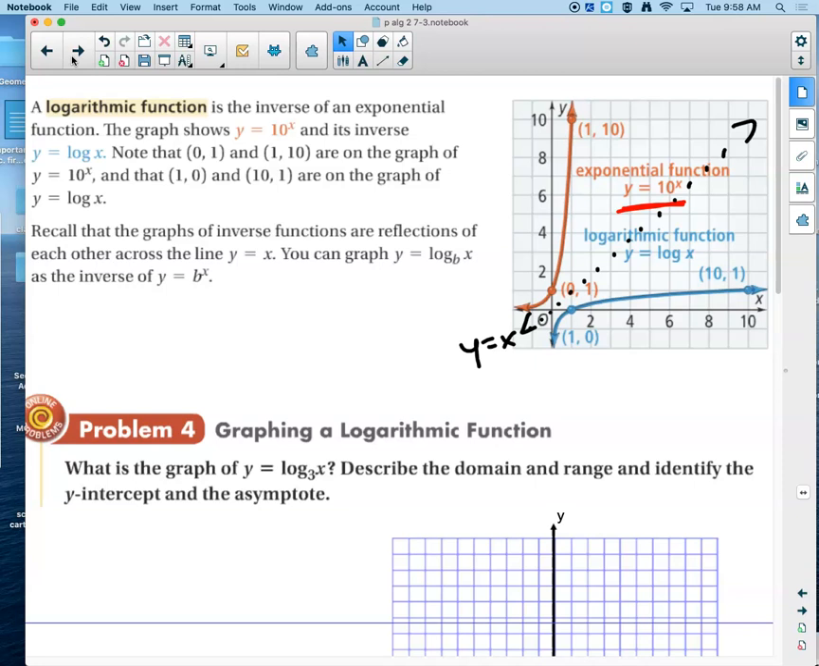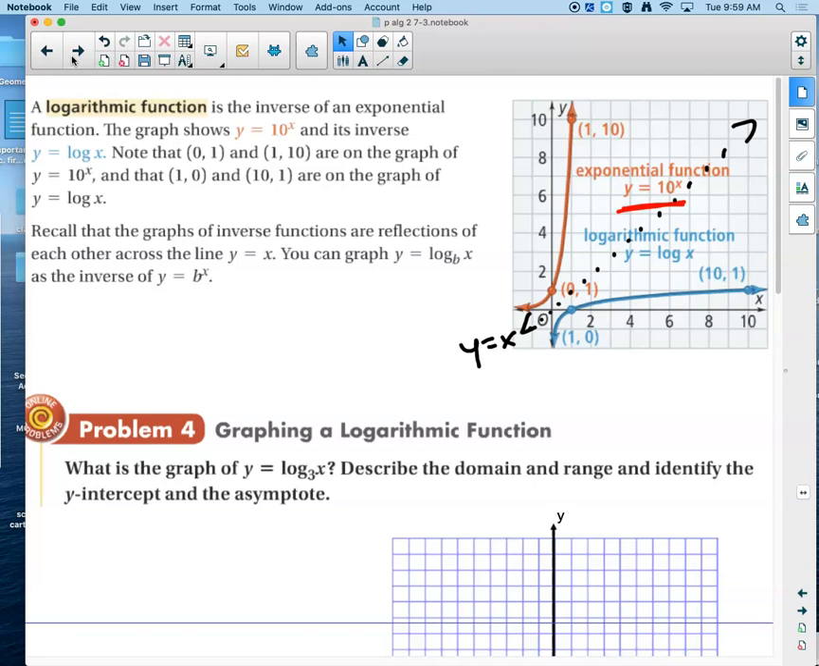And we know that. We know the first step to finding any inverse is switching the x's and the y's. The domain becomes the range, and the range becomes the domain. So recall that the graphs of inverse functions are reflections of each other across the line y equals x. We can graph y equals logarithm base b of x as the inverse of y equals b to the x.